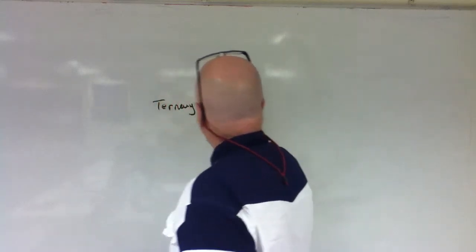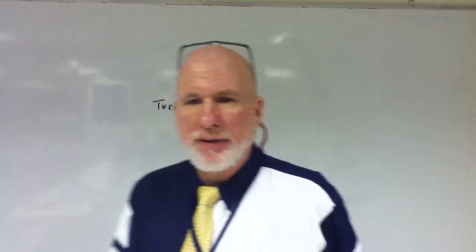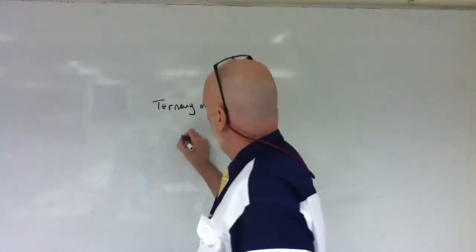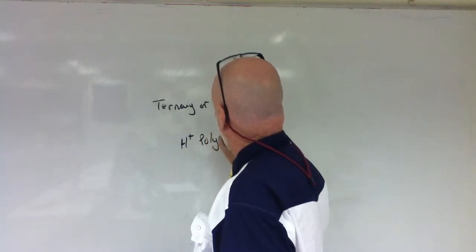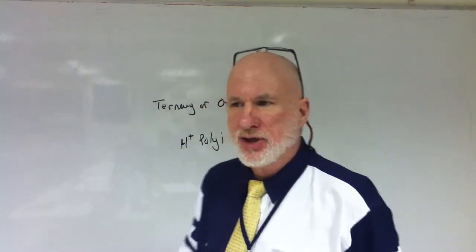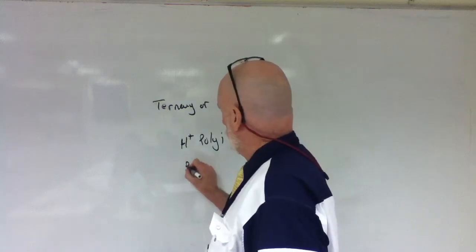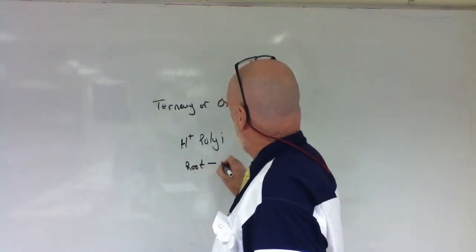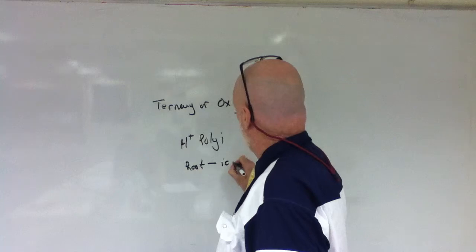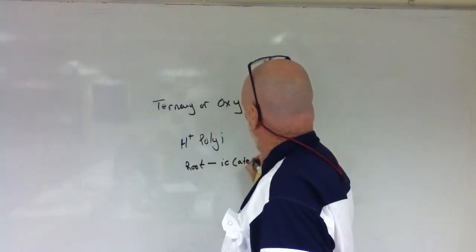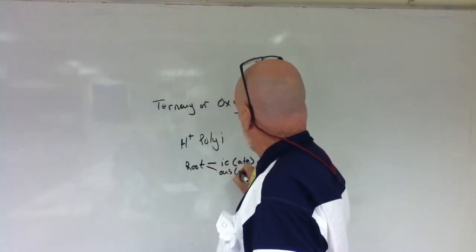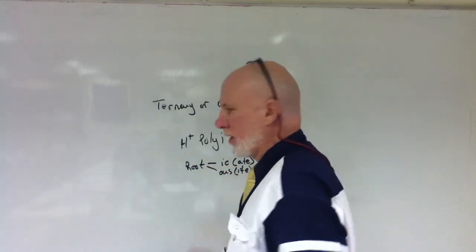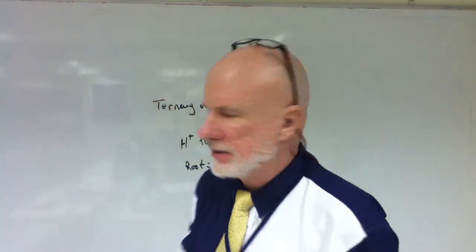Ternary acids, or oxyacids. Ternary acid is a hydrogen plus a polyatomic ion. Correct? It has no prefix. It's the root and then ic for ate, and ous for ite. Correct? What is a binary acid?